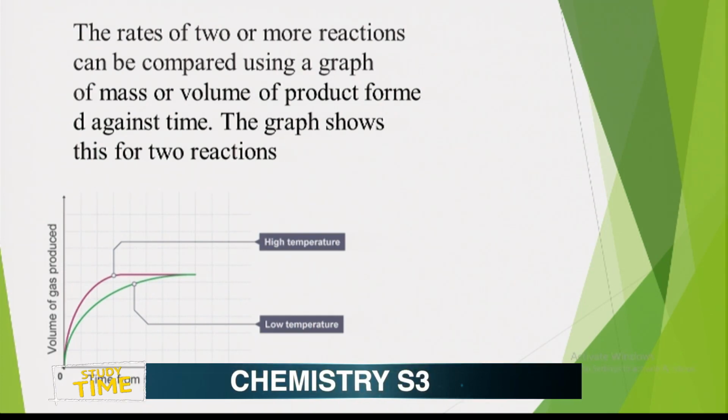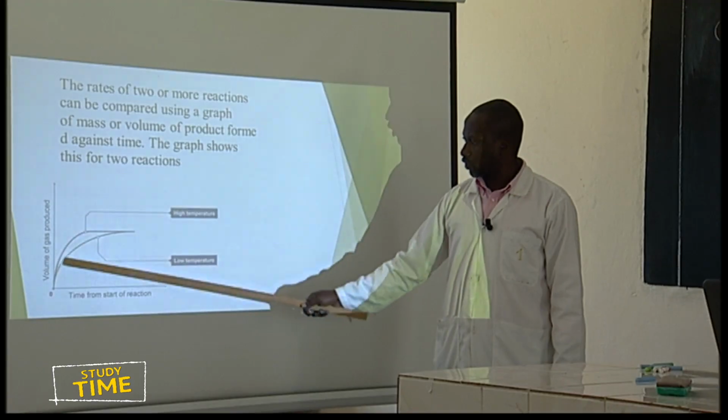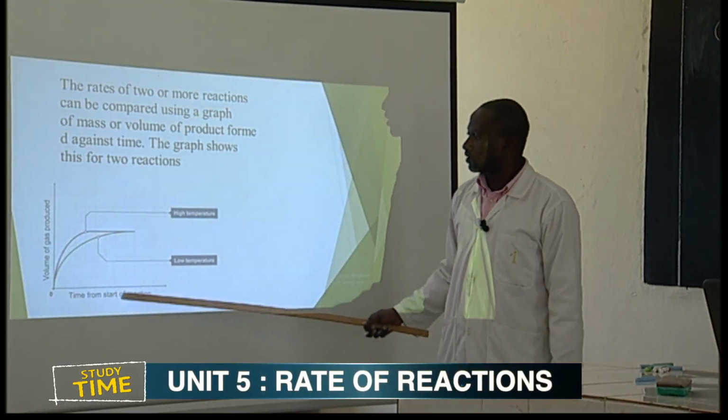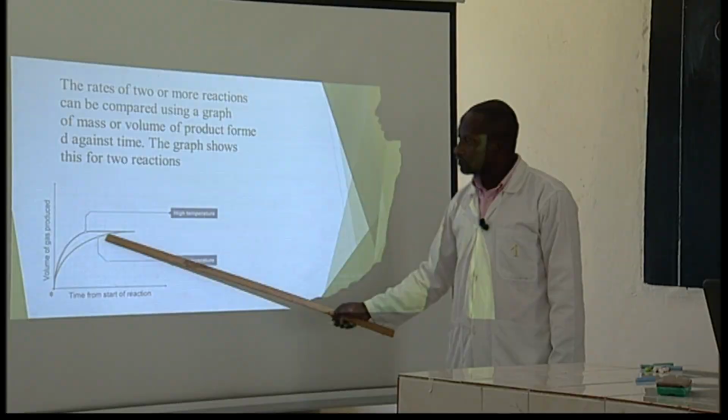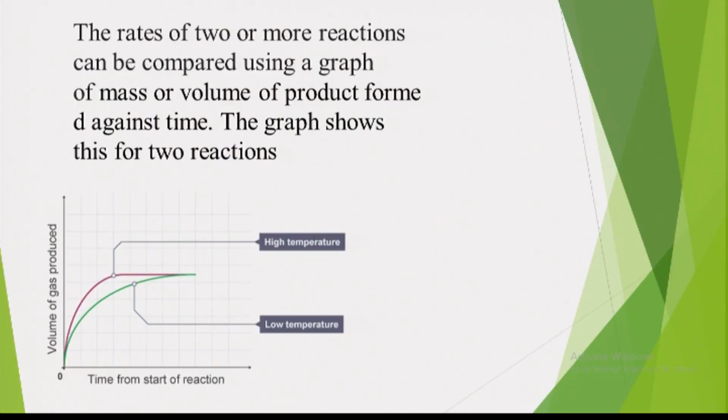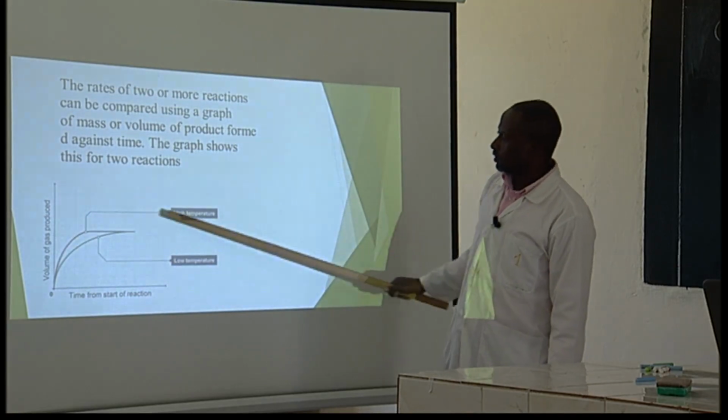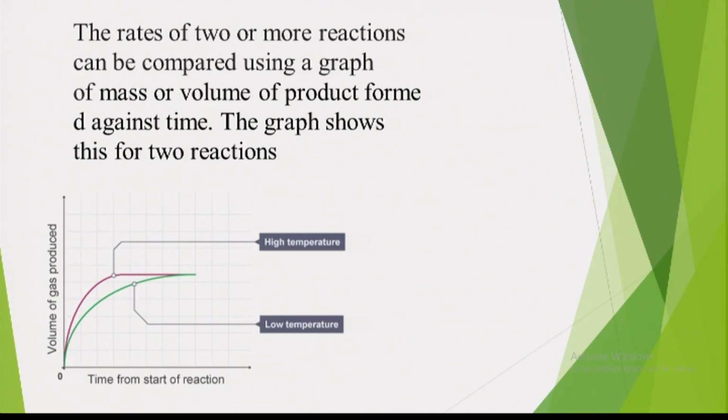So we have the volume of gas produced on this graph and the time from the start of the reaction. When you look at this graph, the curve in green, that is the sketch, is showing that the reaction is taking place at low temperature. And this one in red is taking place at high temperature, and it is more steep. So it actually reaches the end point before the one with the lower temperature.